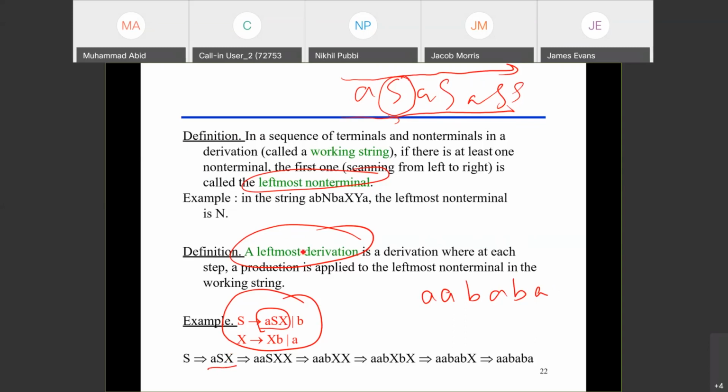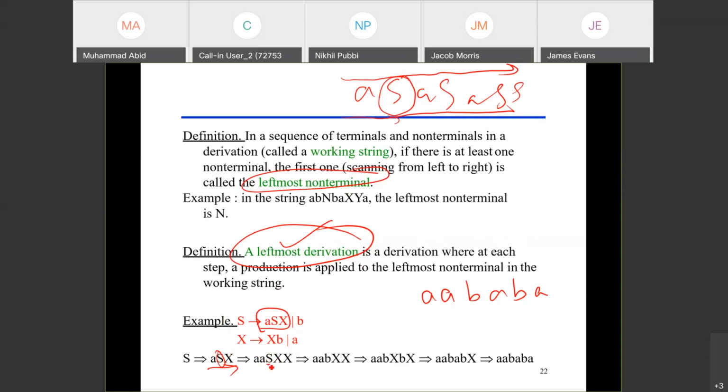But this is leftmost derivation. So we start looking from the left side and the first non-terminal is S. I replace that with AS again. ASX again. Look at ASX. Okay, so look at this one. So now I replace that with ASX, and then again I scan this.